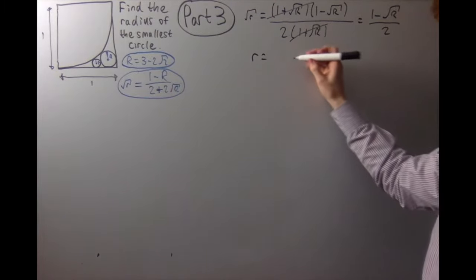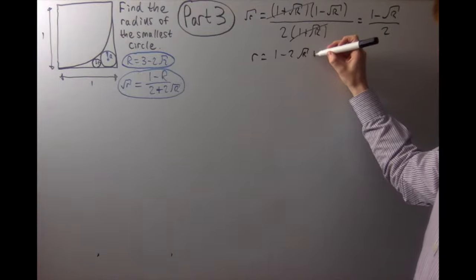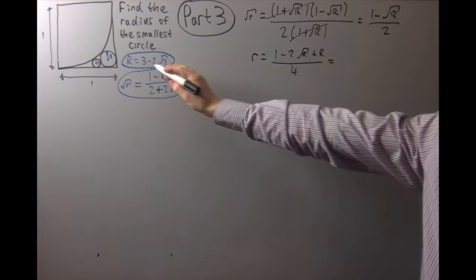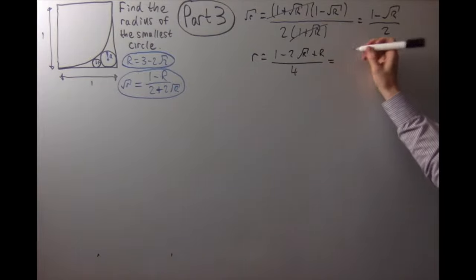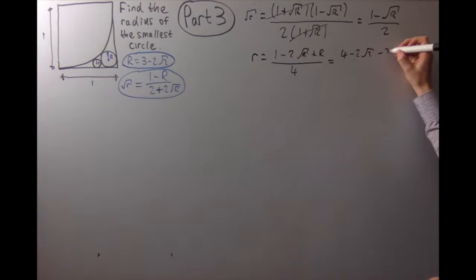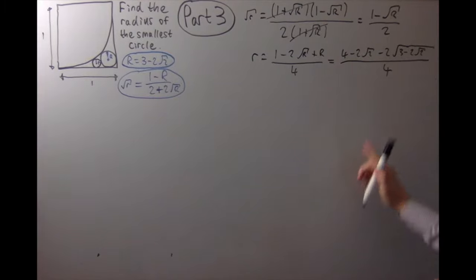Then I can square both sides of this equation. I get r is equal to all of this squared, so I'll get 1 minus 2 root R plus R all over 4. R is 3 minus 2 root 2, so I'll have 1 plus that, so 4 minus 2 root 2, and then minus 2 root R, which is 3 minus 2 root 2, all over 4. And then we've found the value of small r, but I'm not quite finished here because I can actually write this in a slightly nicer form.